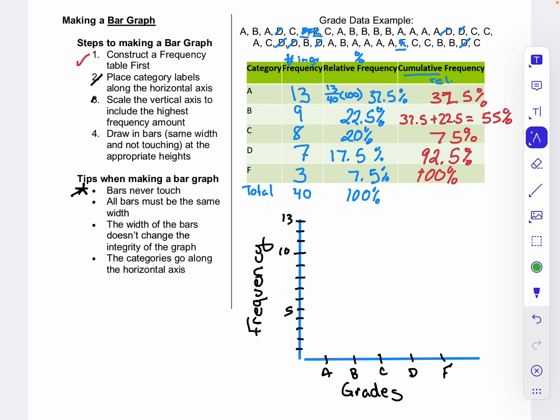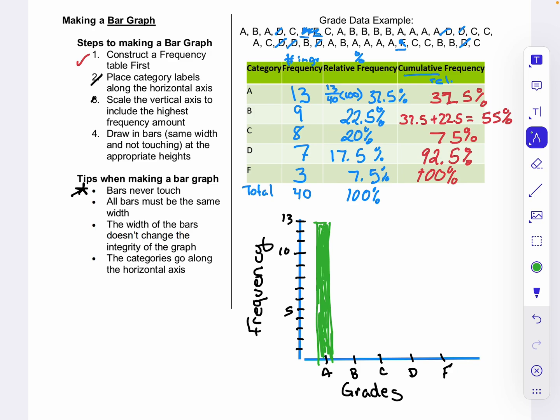So A here should go up to 13. And if I was doing this by hand, I probably would use a ruler just to make sure my bars looked a little neater, and I kept the same width as I went through. So there's my A bar. You do not need to fill it in. You can if you want to.